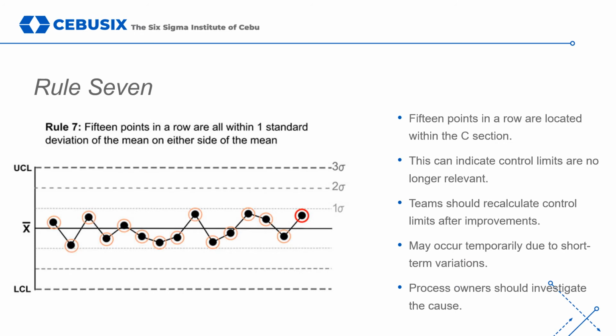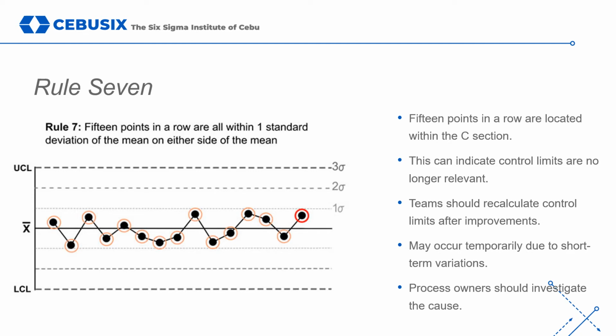Rule 7. 15 points in a row are located within the C section above or below the center line. This can indicate that control limits are no longer relevant to the process. If a team has improved variation of a process, they should recalculate control limits to new parameters. Alternatively, this might occur temporarily when short-term variation is high or low relative to the rest of the points on a control chart.